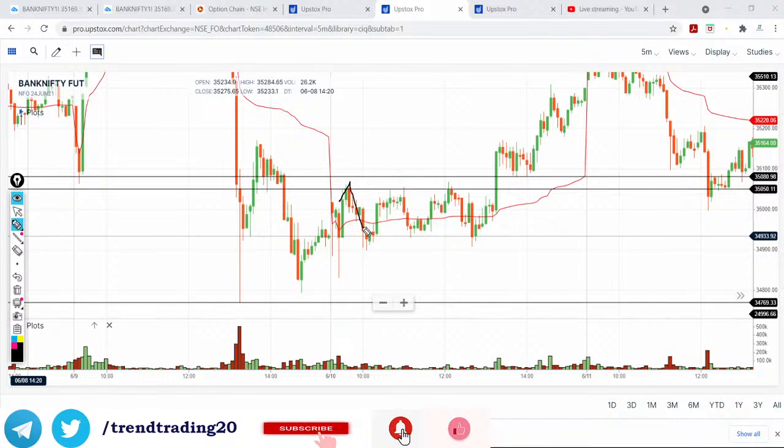Okay, you always need to make sure to respect the free content. Free is very important. Free doesn't have value, but still I am trying to share as much as possible. Multiple times price rejecting and moving down. Very important is to let the price come below VWAP.